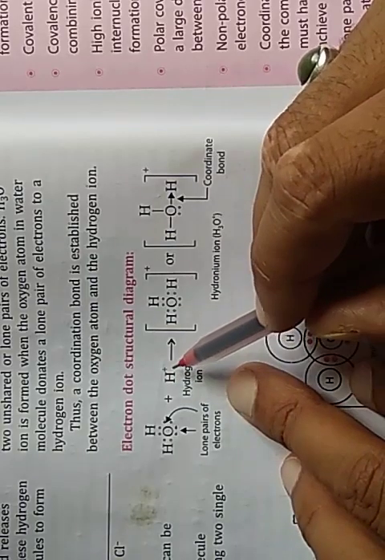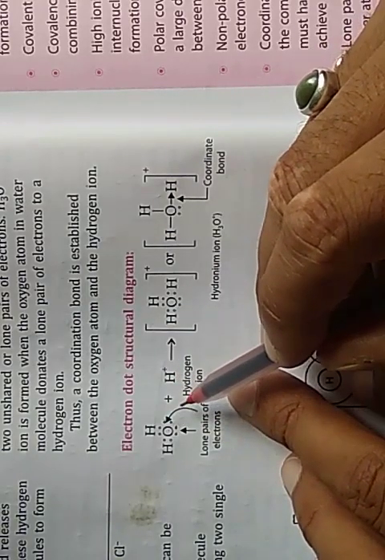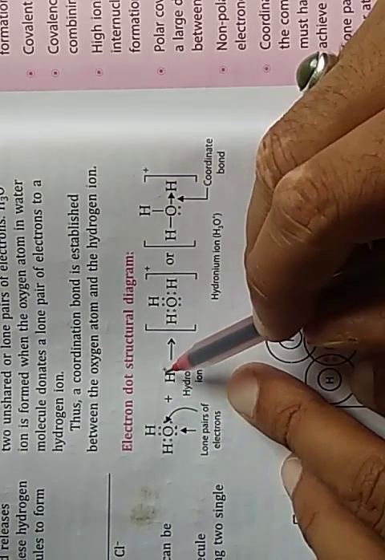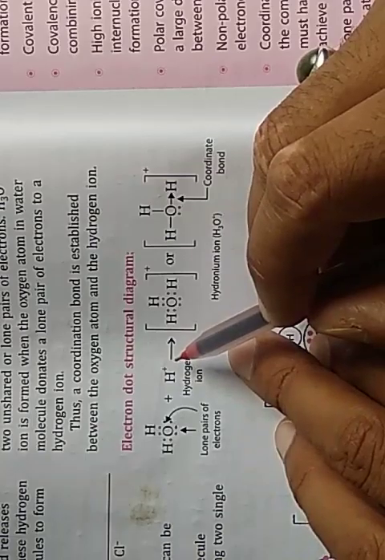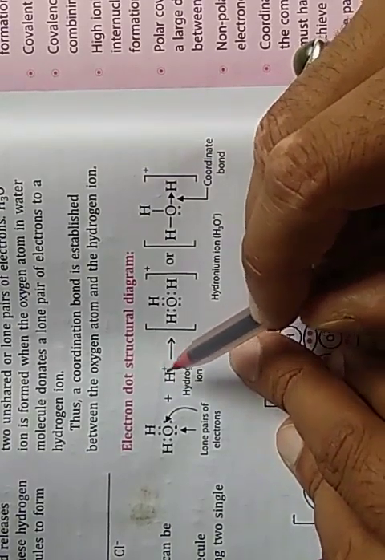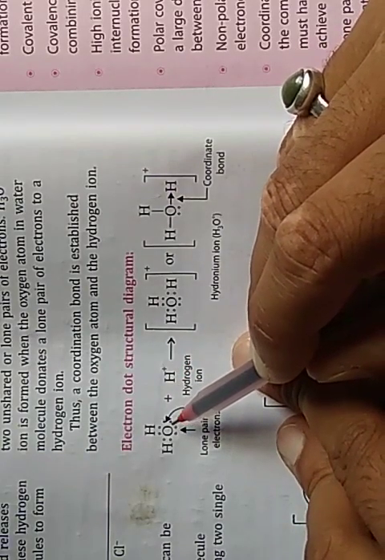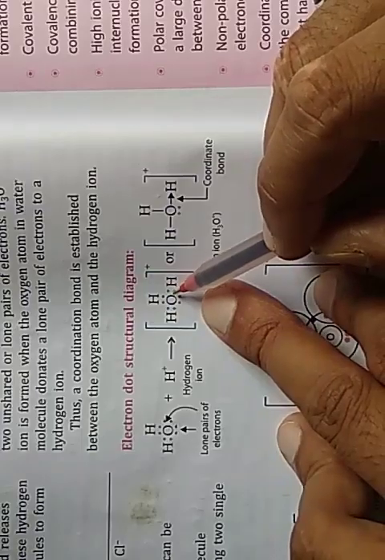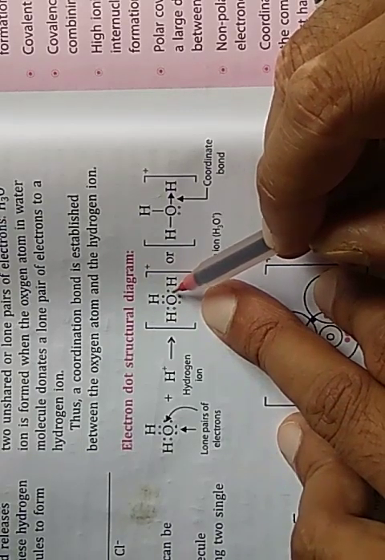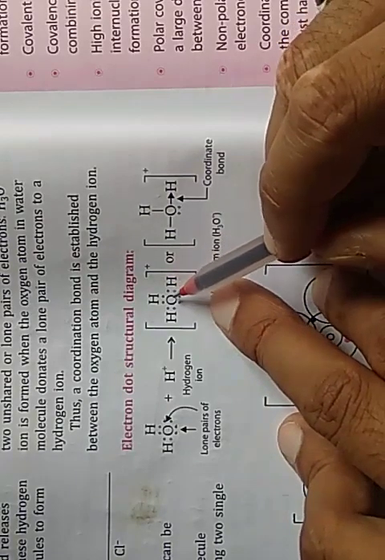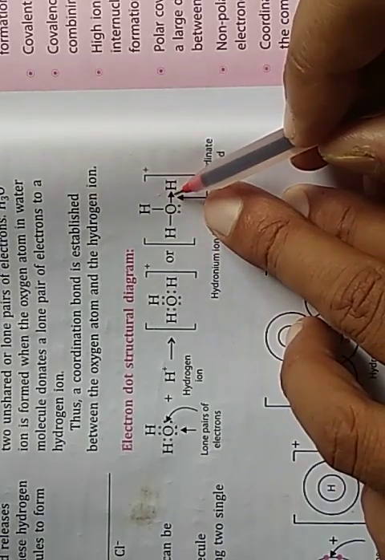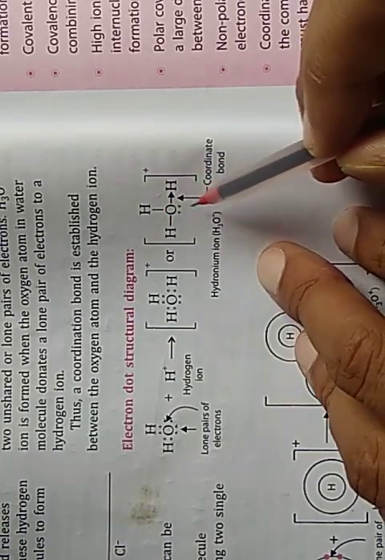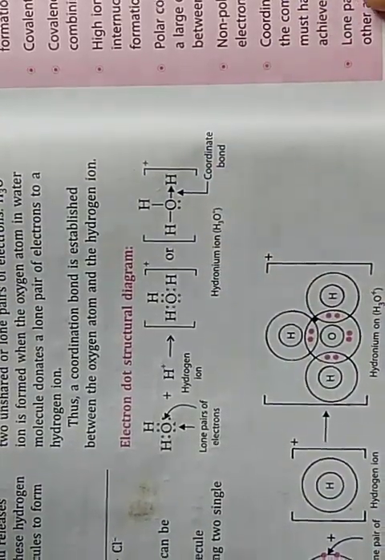Now when the H plus ion, the hydrogen ion, comes near to H2O, this H2O has 2 lone pairs of electrons, and this hydrogen ion lacks 2 electrons. So it requires 2 electrons. In that case, 1 lone pair of electrons of the oxygen is transferred to the hydrogen ion, and they form a coordinate bond. So the coordinate bond is shown with this arrow, and they form an ion called the hydronium ion, H3O plus ion. So this is all about the structure.